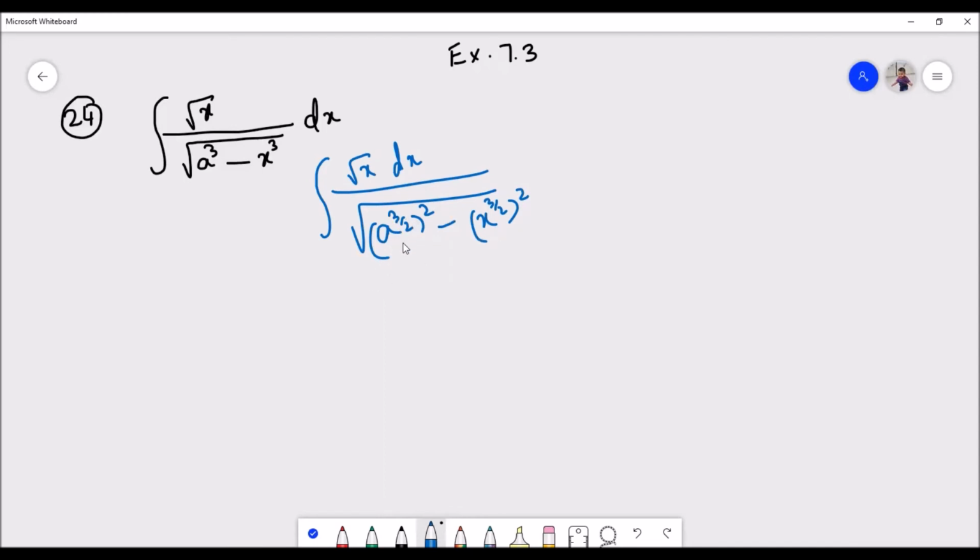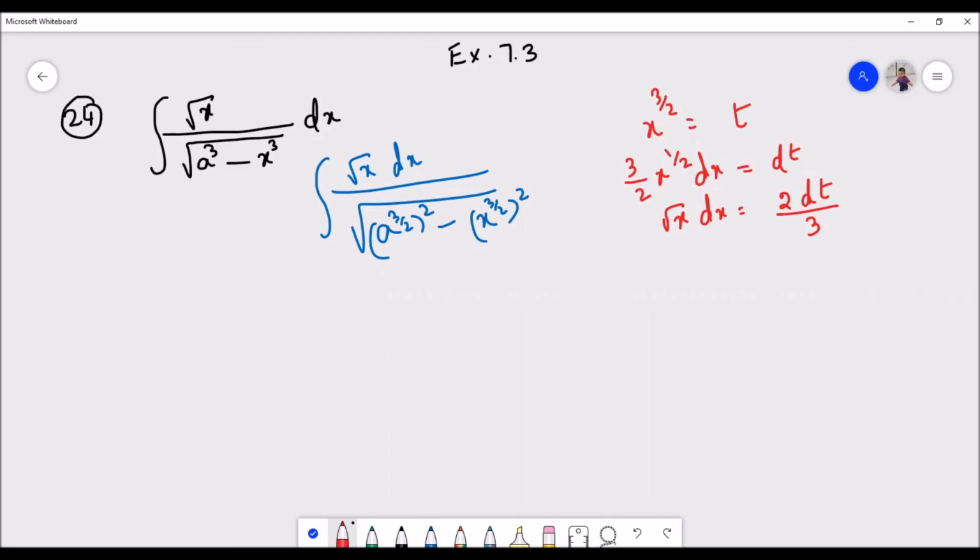Why are we doing it like this? You can see it is taking the form of root over a square minus x square, so we have the formula. First, let us do a substitution. Let us substitute x to the power of 3 by 2 as t. Differentiating both sides, 3 by 2 x to the power of 3 by 2 minus 1, which is x to the power half, dx is equal to dt. So x power half, which is root x, dx is equal to 2 dt divided by 3. So we can replace the numerator root x dx with 2 divided by 3 dt.